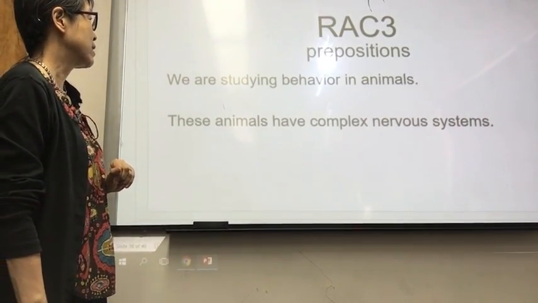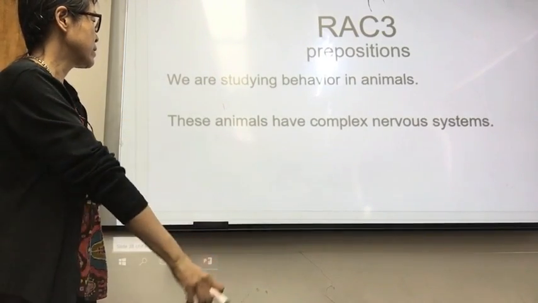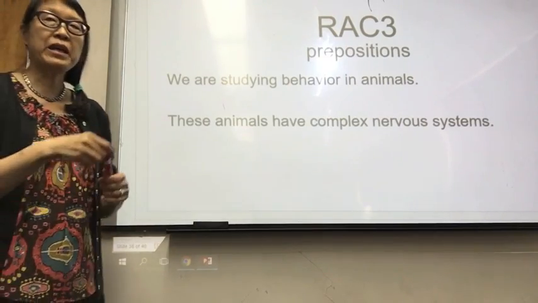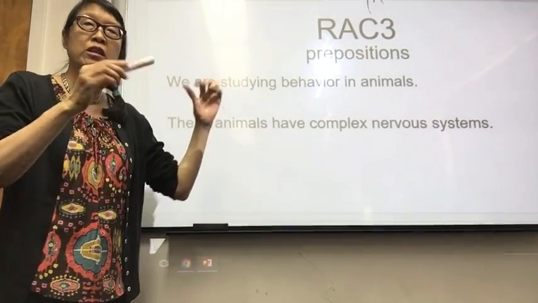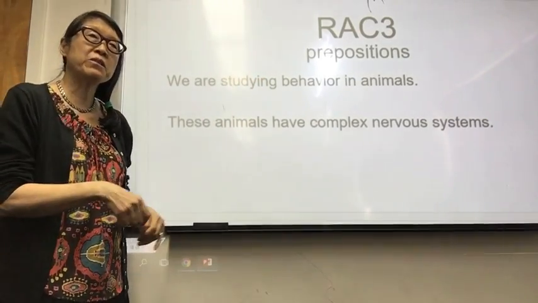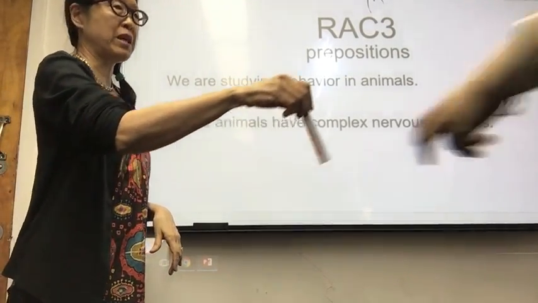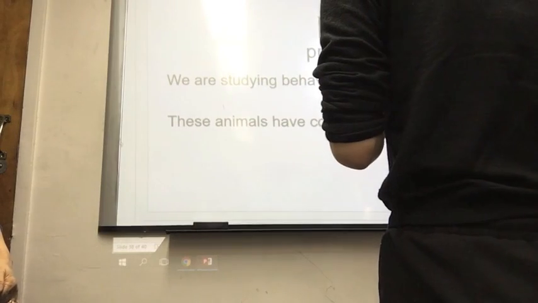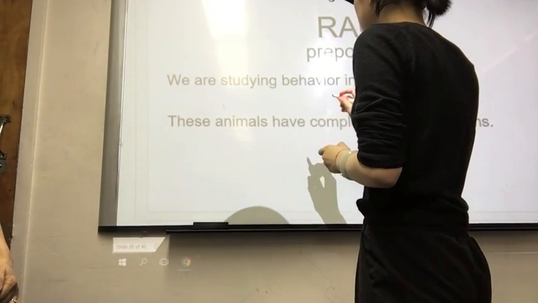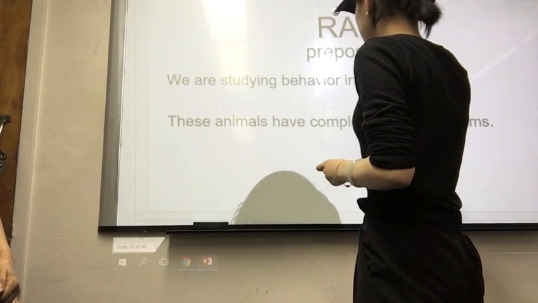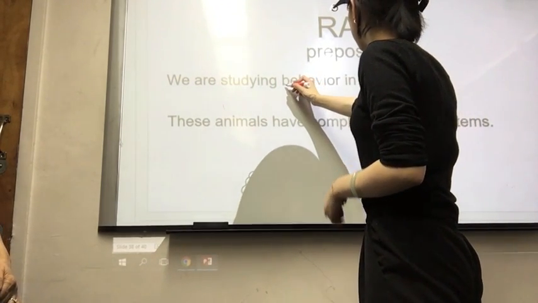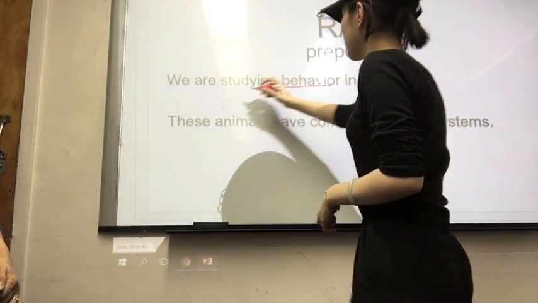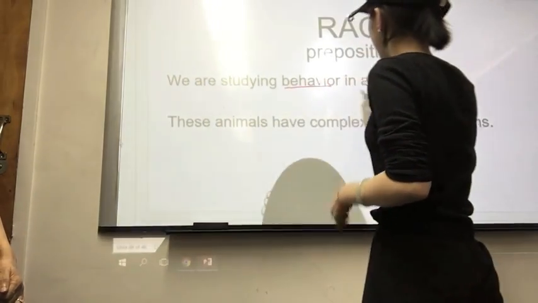Okay, one last example. Ada, can you read these sentences loudly, please? We are studying behavior in animals. These animals have complex nervous system. Okay, so Ada, can you come up here and show us how we should do our little combining trick, since we don't want to be repetitious, right? So we want to get these two sentences together. What should we look for first? Animals here. Right.